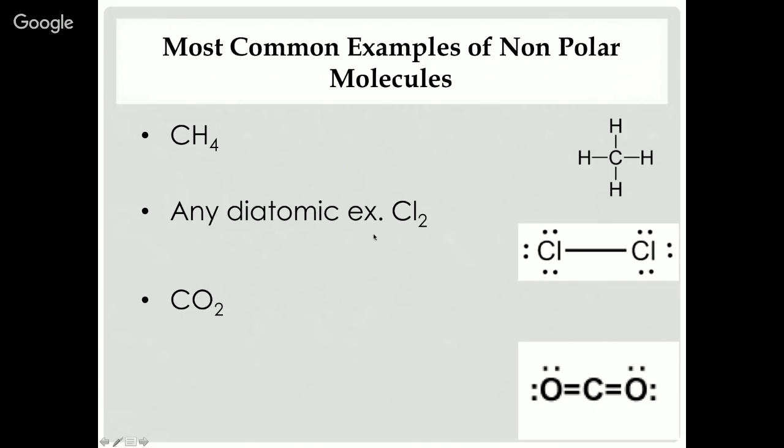Any diatomic, any of the 7 diatomics that we have, so I teach the Brinkelhoff, to remember our diatomic elements. So these are always going to be nonpolar because they're going to be symmetrical in terms of their distribution of charge. And another common example, carbon dioxide, which looks like this. It's a linear shape, but it is symmetrical, and therefore it's going to be a nonpolar molecule.